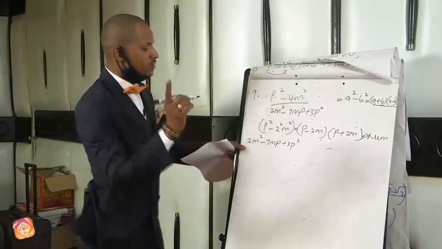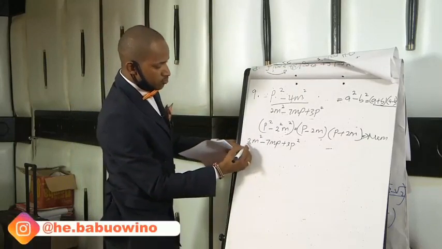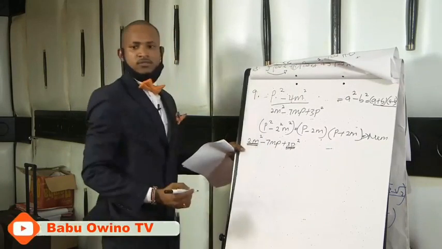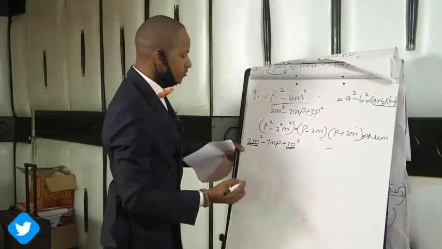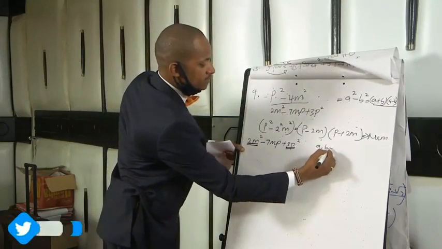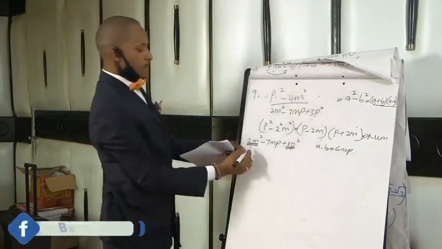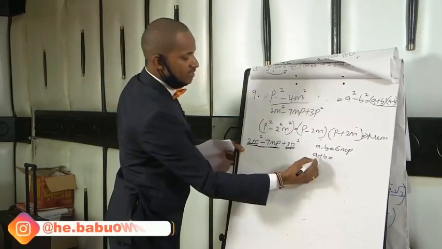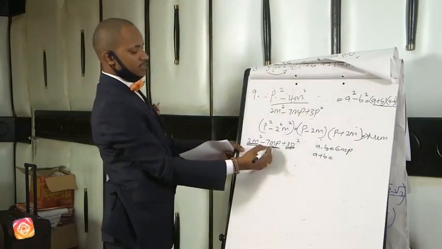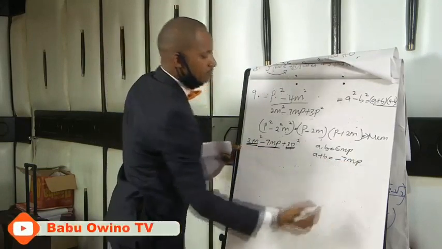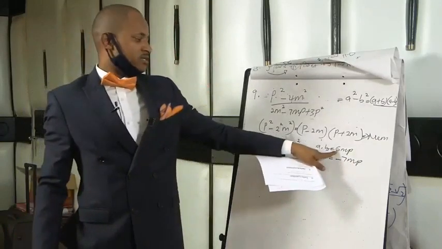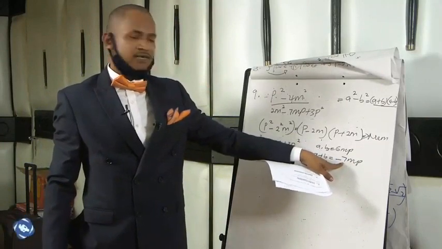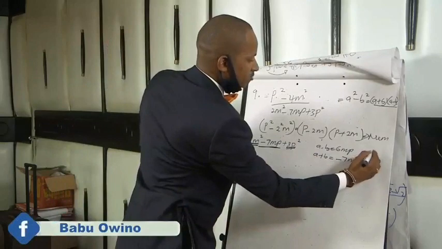Look for two numbers that when you multiply give you 2m squared times 3p, so when you multiply them they give you 6mp. But when you add the same two numbers, let the numbers be a and b, they give you minus 7mp. So we need two numbers that when we multiply give you 6 and when you add give you minus 7. The numbers are minus 1 and minus 6.